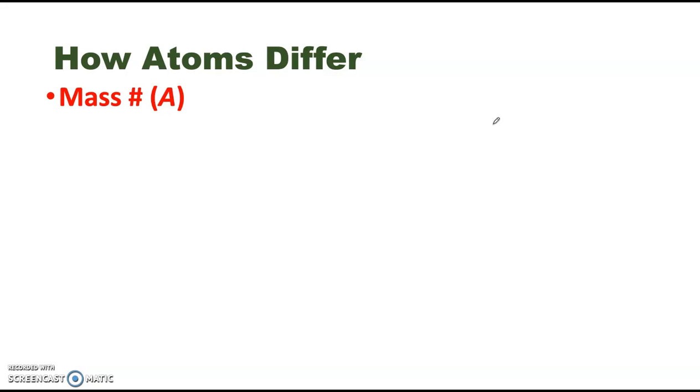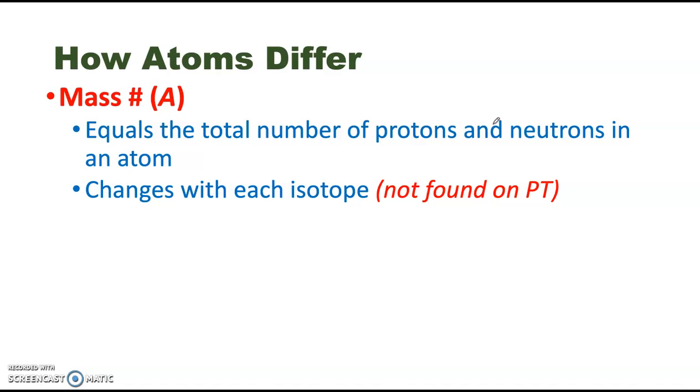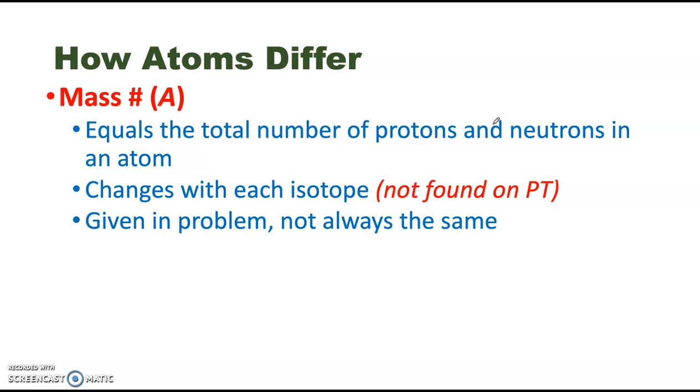Now the mass number. This equals the total number of protons plus neutrons in an atom. And it changes with each isotope. So this is not found on the periodic table. Now you might look at your periodic table and say, well, Mr. Zeta, there's a mass on the periodic table. But I'm going to tell you that that's not the mass number, that's the average atomic mass. We're going to do average atomic mass later, but right now we're just doing mass number, which is just protons plus neutrons. So write down this equation: mass number equals number of protons plus number of neutrons. It's always going to be a whole number for us.